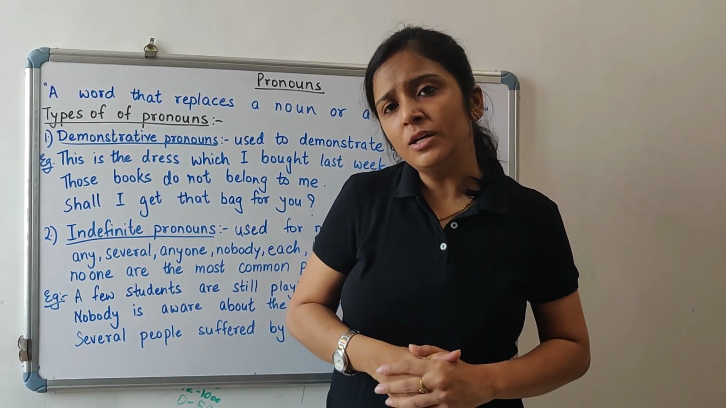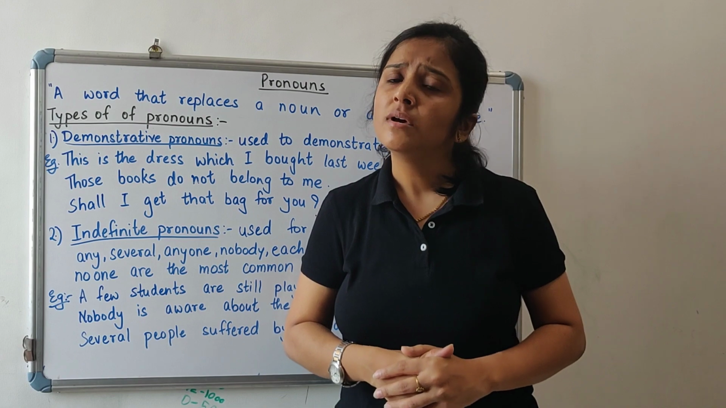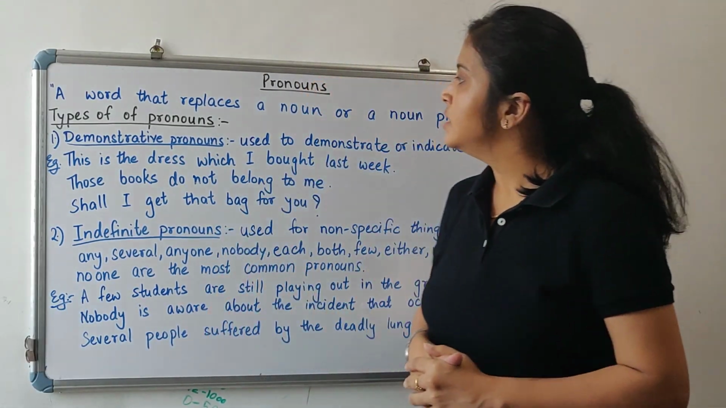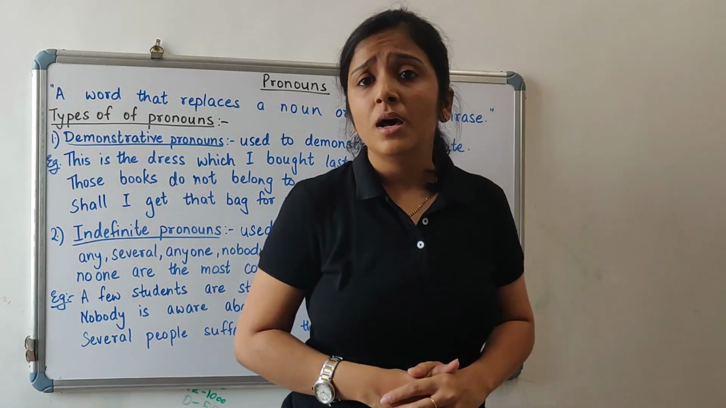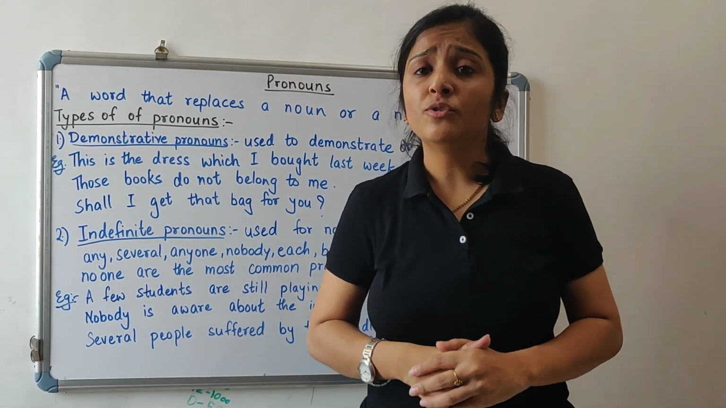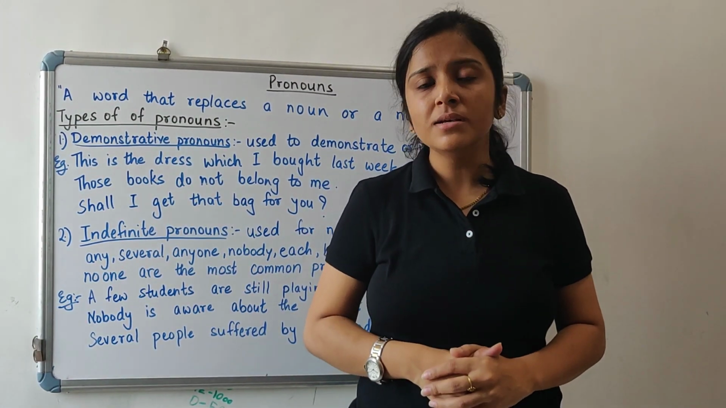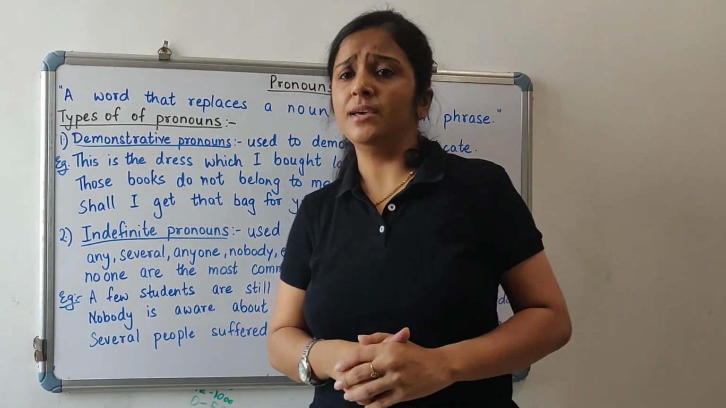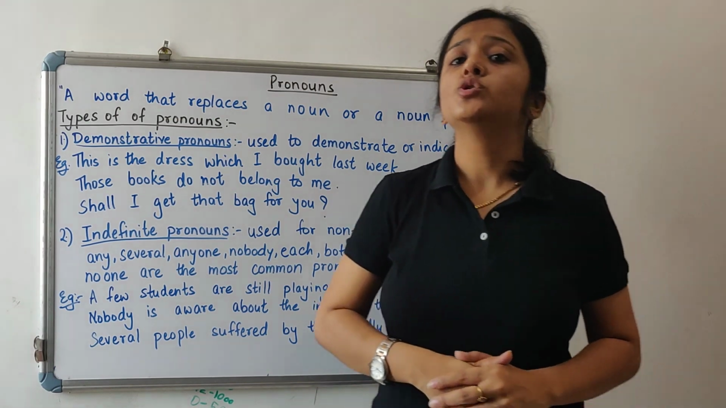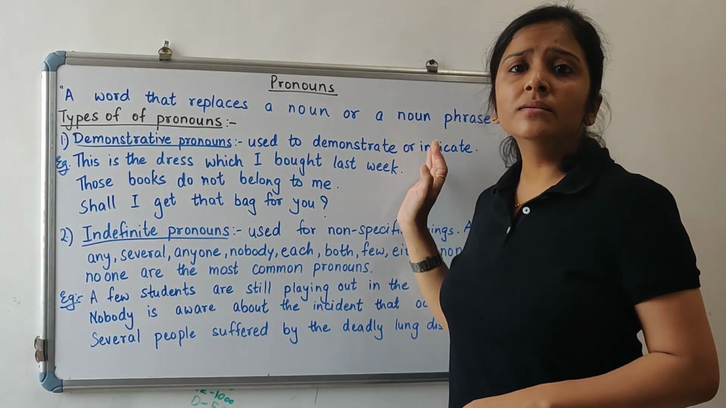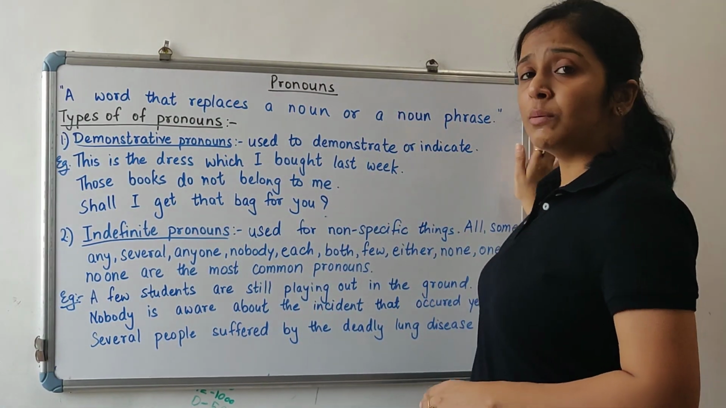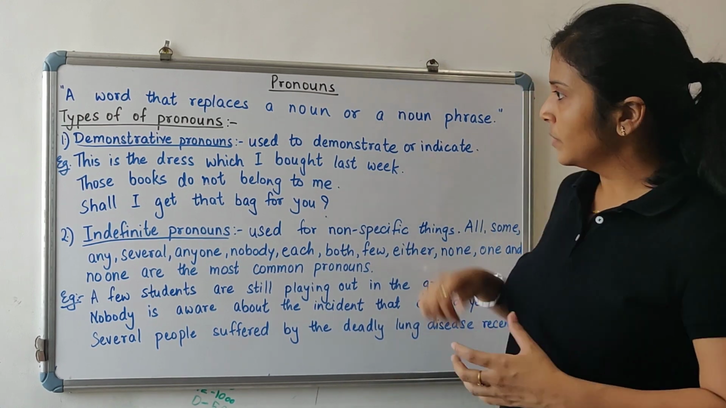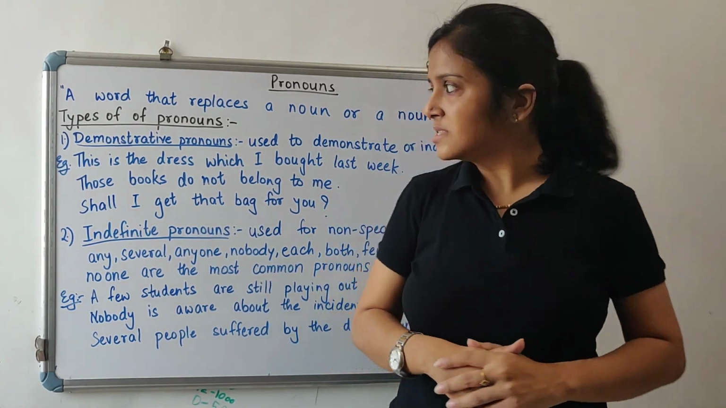Now let's take a look at the different types of pronouns. Let's take the first one, that is demonstrative pronoun. What is demonstrative pronoun? A pronoun that is used to demonstrate or indicate something is called the demonstrative pronoun. Such as if I say, this is a whiteboard. I am indicating something, I am demonstrating this and then telling you guys that this is a whiteboard.